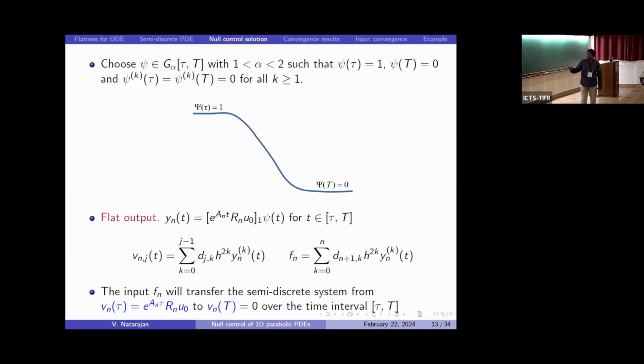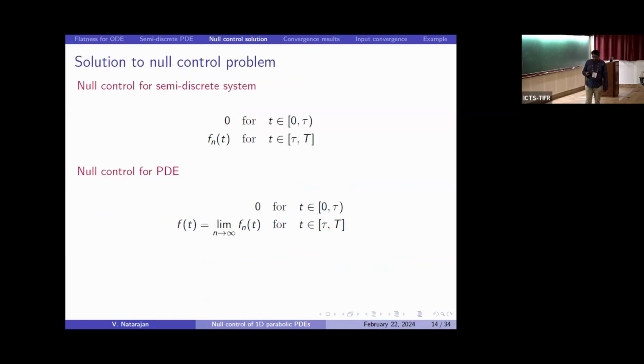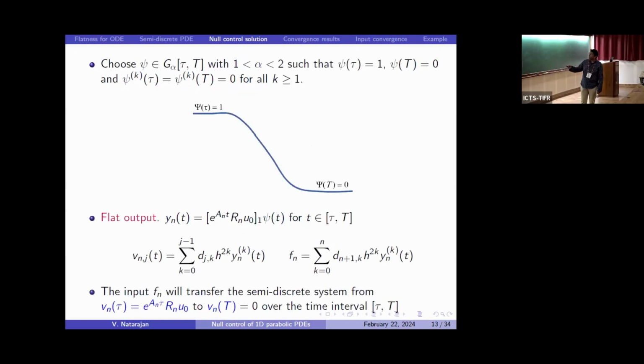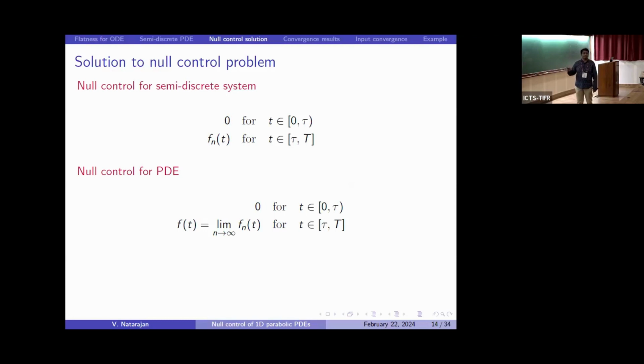So if you take this as your flat output, then naturally you are going to transfer from the state Vn of tau to 0 over the time interval tau to T. This is your flat output and this is your corresponding input. This is the input you have to choose to do the transfer. Now, for the null control of the semi-discrete system, it's clear. You start with 0, you take the input as 0 on the time interval 0 to tau, and then on the time interval tau to capital T, you define Fn as per this expression, the way I explained how it's constructed, and that's your null control signal for the semi-discrete system.